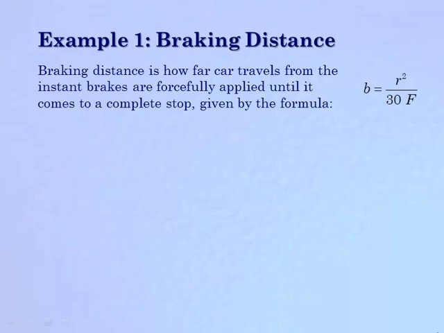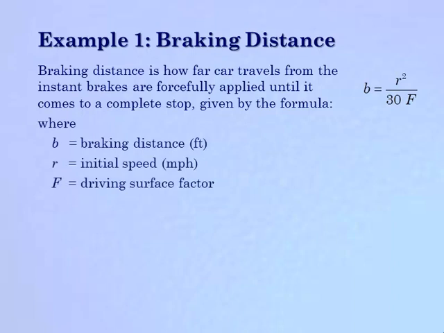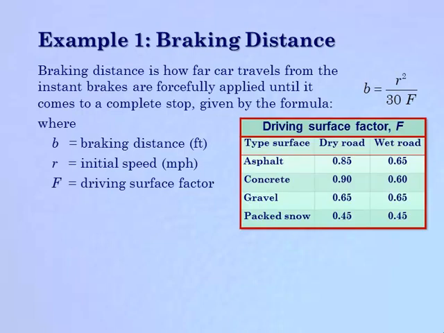Let's look at example 1 that discusses braking distance with the formula B is equal to r squared divided by 30f. B is the braking distance, r is the initial speed, and f is the surface factor that we're driving on, and given by this table of values here. So given that a car is traveling at 55 miles per hour on dry asphalt, let's find the estimate of the car braking distance.